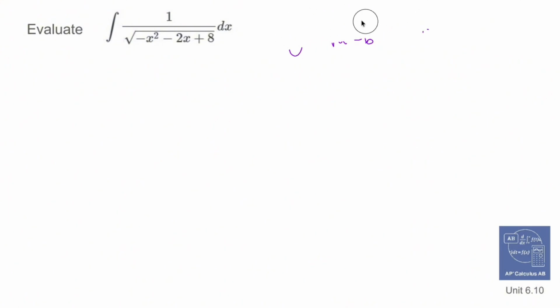So this is what I need to do. I'm going to pull out just the stuff underneath the square root: negative x squared minus 2x plus 8. I'm going to think completing the square thoughts. Let's pull out a negative, so that leaves me with x squared plus 2x. Let's leave some space right here and keep that plus 8 off to the side.